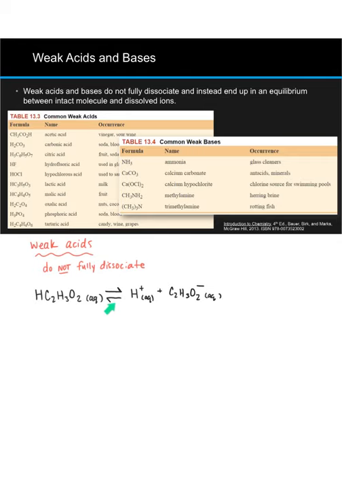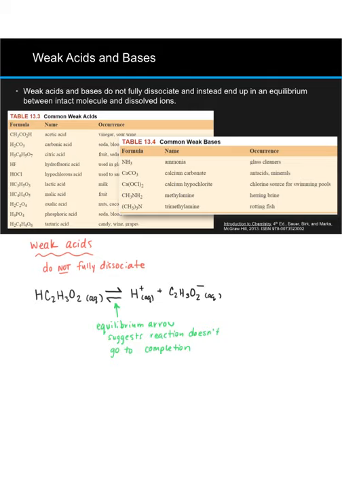This double arrow is an equilibrium arrow that shows that this reaction doesn't go to completion. In other words, not all of the reactant acetic acid will dissociate into H plus and acetate. Instead, a balance is reached between the stuff on the left-hand side and the stuff on the right-hand side, and we have all three of the components by the time our reaction reaches a balance or equilibrium.